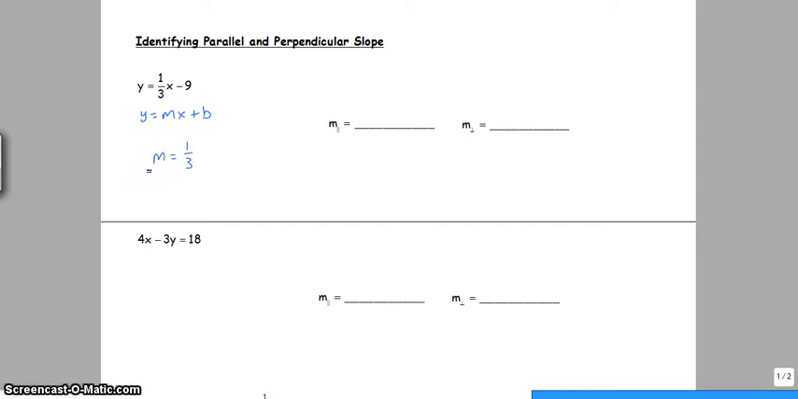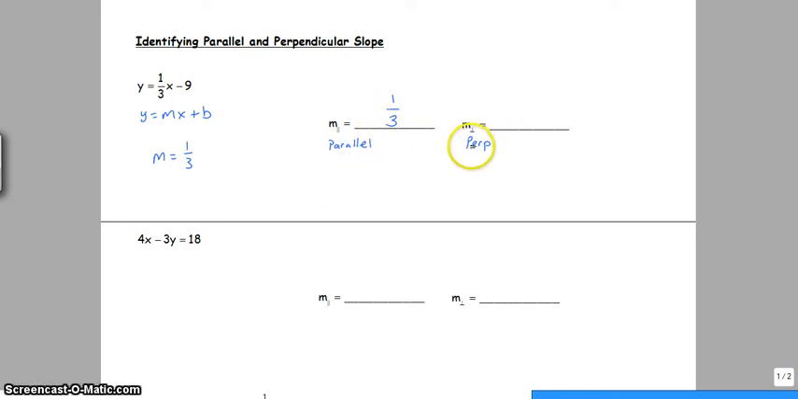What we have to remember is, what does parallel mean? And what does perpendicular mean? And in every case, parallel lines have the exact same slope. So if the slope of the given line is 1/3, the slope of the line parallel to that, any line parallel to that, is 1/3 as well. They're the exact same.